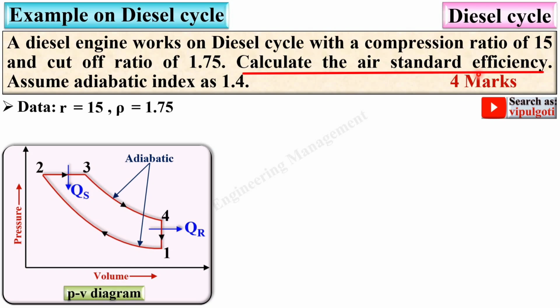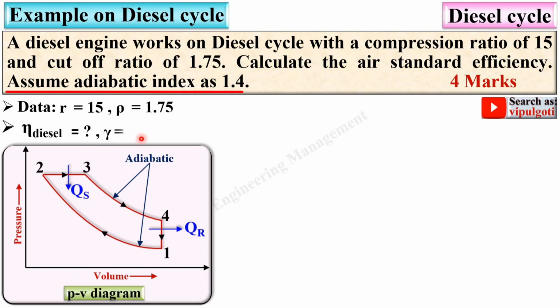Next, calculate the air standard efficiency. You know that this is the diesel cycle. So you have to find the air standard efficiency of the diesel cycle, means eta diesel is equal to question mark. Assume adiabatic index as 1.4, means gamma. My dear friend, keep in mind, if it is not given to you in the exam, then you can assume gamma is equal to 1.4 for air standard cycle.